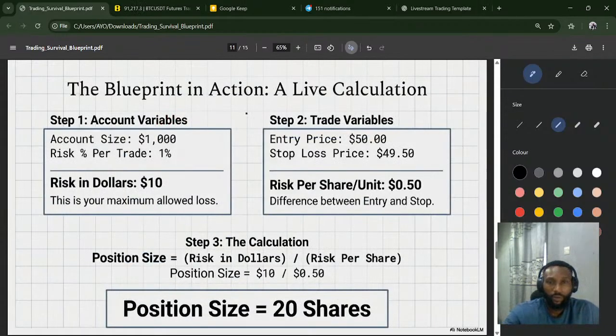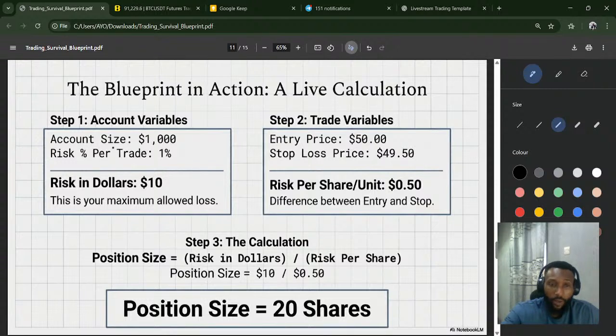All right, the blueprint in action. So, a live calculation. Let's do this together, step by step. Step one, account variables.